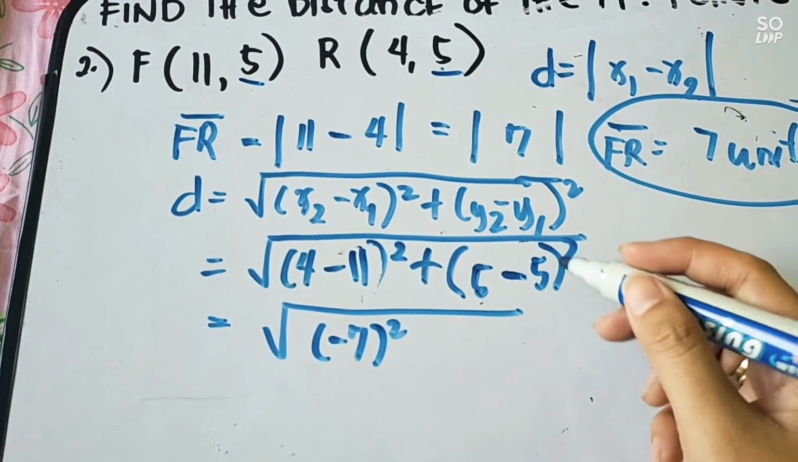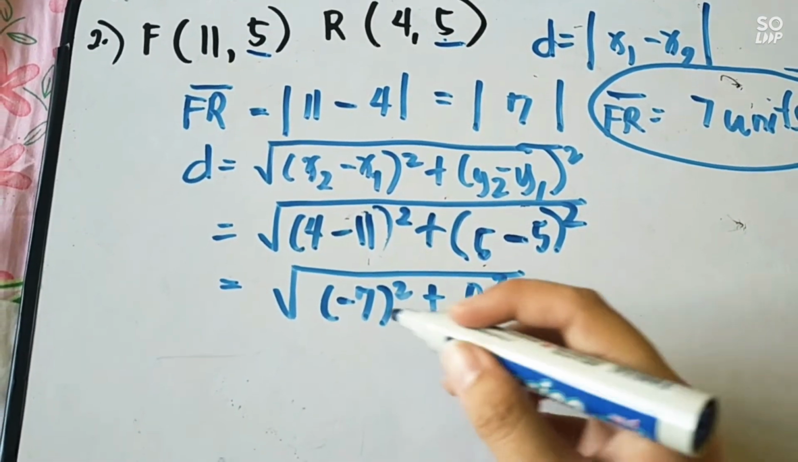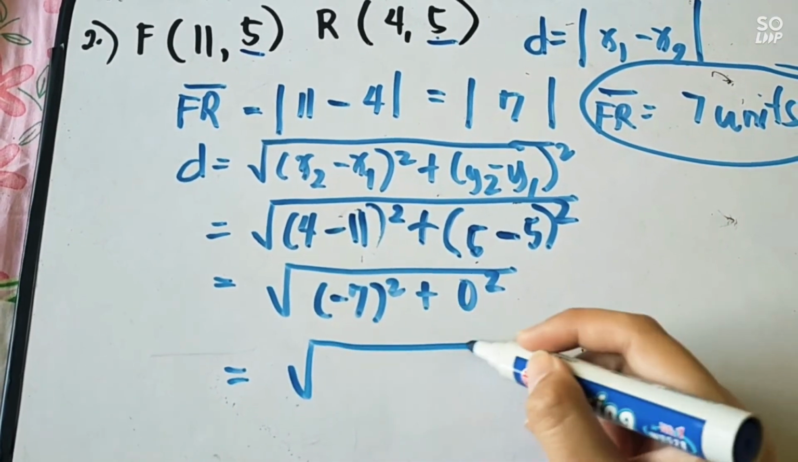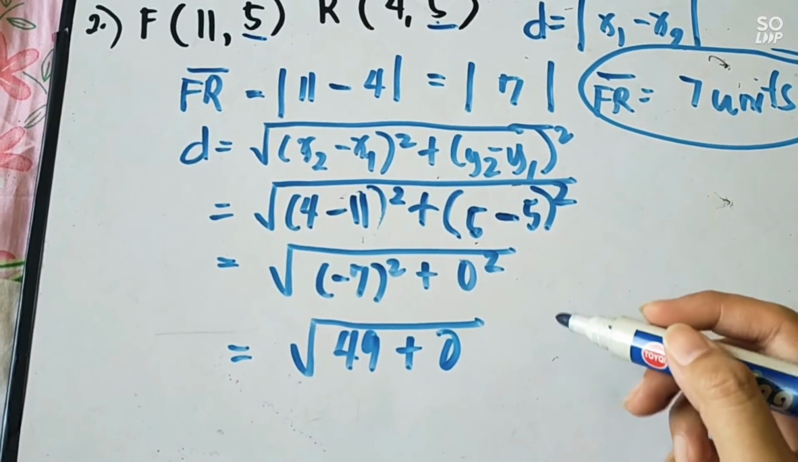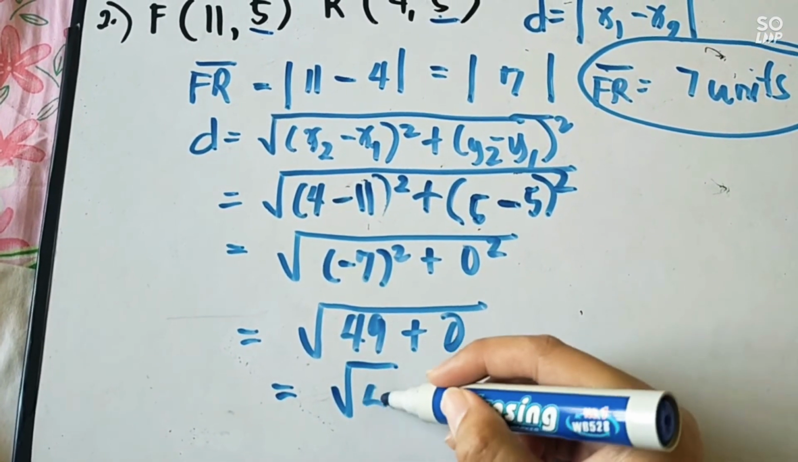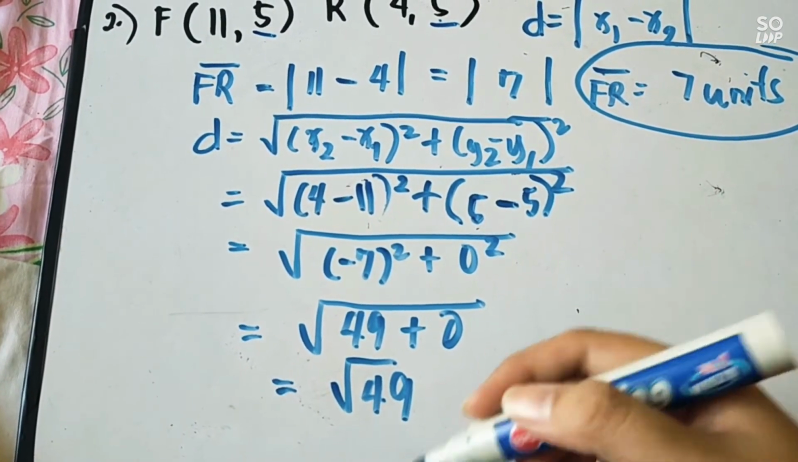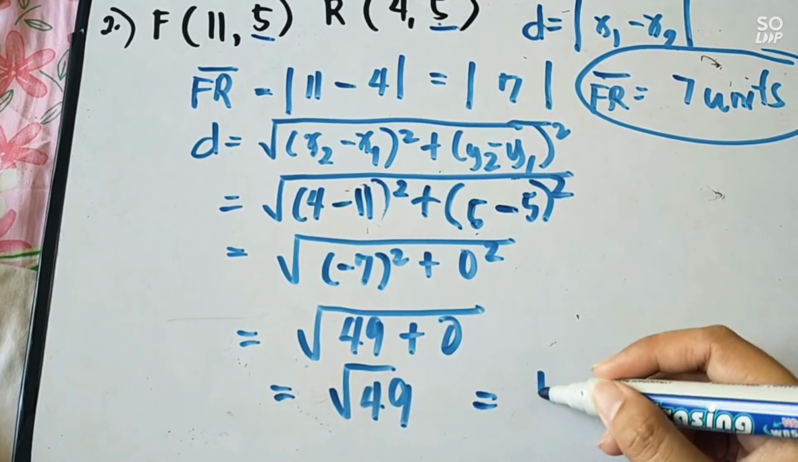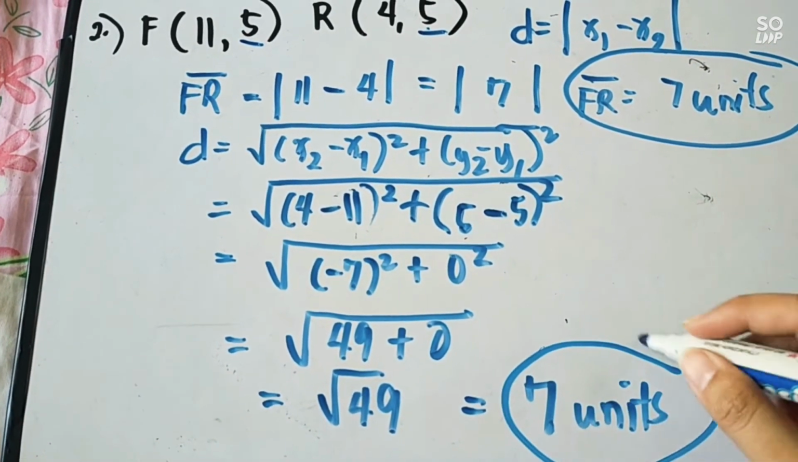Squared. Then, we have here 5 minus 5, we have plus 0 squared. Ayan. Then, square root of, ang 7 squared, we have 49 plus 0. Diba? 0 squared is 0. So, we have here square root of 49. Now, si 49 is a perfect square. Ang square root ni 49 ay equal to 7. We have 7 units. So, parehas lang siya.